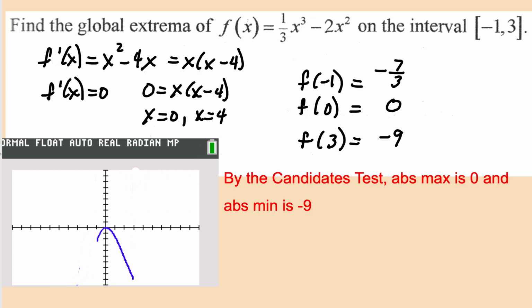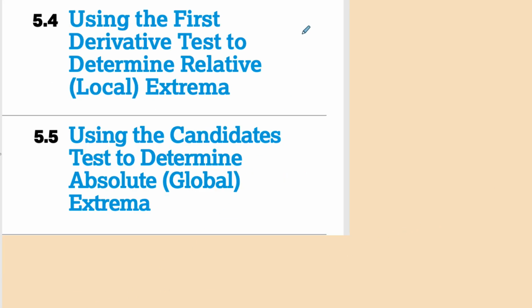And here is the answer. I want you to notice that one of our critical points was 4, and notice that I did not even use 4 because 4 was not in the interval, so it wasn't a candidate at all. The only candidates were 0 and 2 and the endpoints. And so by that I was able to figure out the absolute max and the absolute min, and the verification is the graph. This is the end of the screencast.